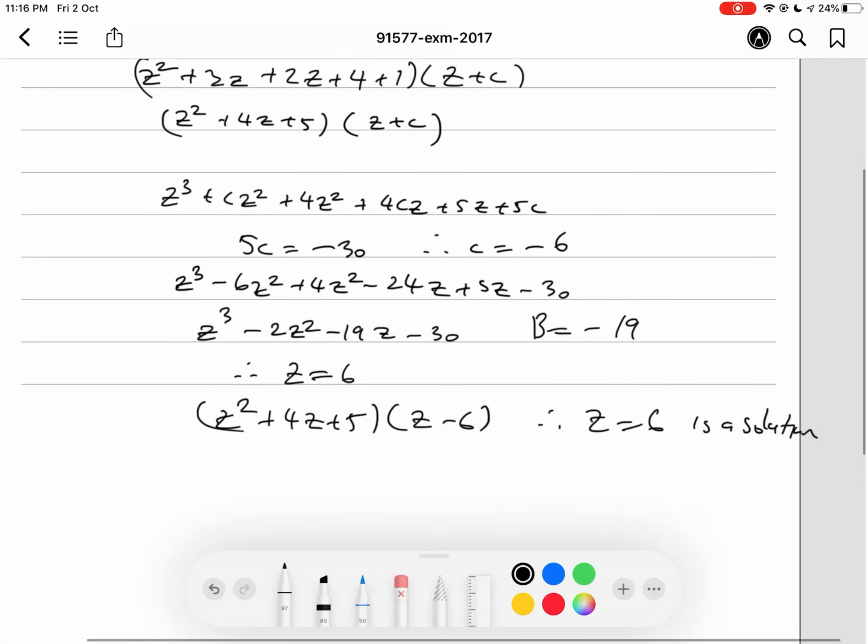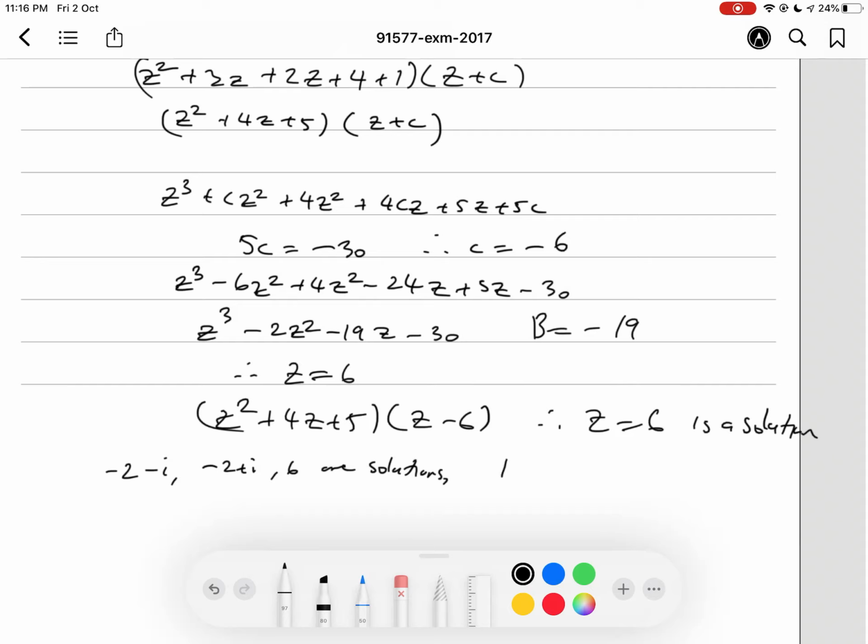Alright, so that's all we really need. So we just need to state all our findings. We know that negative 2 minus i, negative 2 plus i, and 6 are solutions. And we know that b equals negative 19. Alright, so that's all we need for this question, and this is a merit level question.